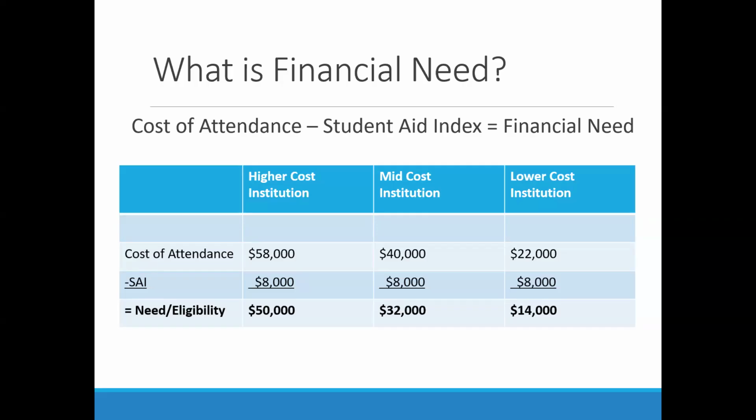So at a higher cost institution, you could have a cost of attendance of, say, $58,000. Your SAI was calculated at $8,000. So you have a need of $50,000. The institution would look at how to fill that need with financial aid. And you can see with the same SAI at a lower cost institution, your need goes down to $14,000 because the cost of attendance is only $22,000.